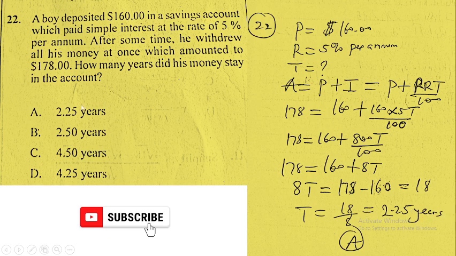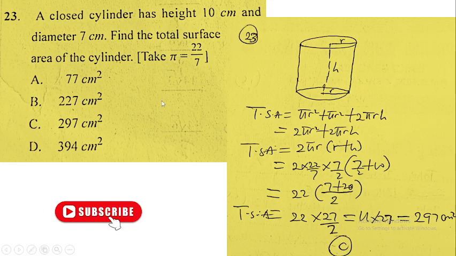So that is the time the boy saved the money, 2 years and 3 months. So option A is the correct option here. I hope you understand what we have done there as well, it is very simple and straightforward. Question 23 now is on solid shapes, mensuration of solid shapes, and here we are measuring a cylinder as one of the solid shapes that we have.